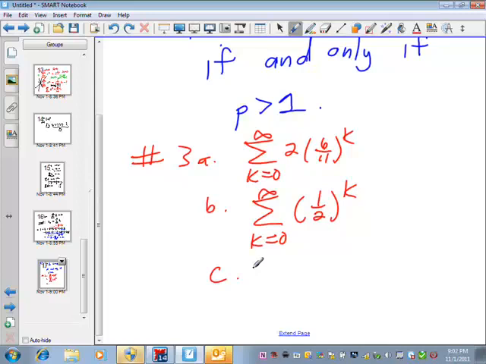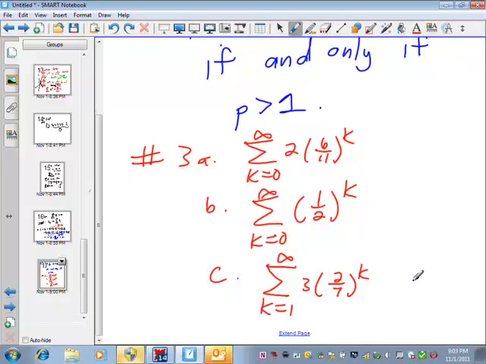Okay? And then the sum k equals 1 to infinity of 3 times, let's say, negative 1. Let's not do that yet. Let's do 2 over 7 to the k. As you can imagine, there are tons of lists.